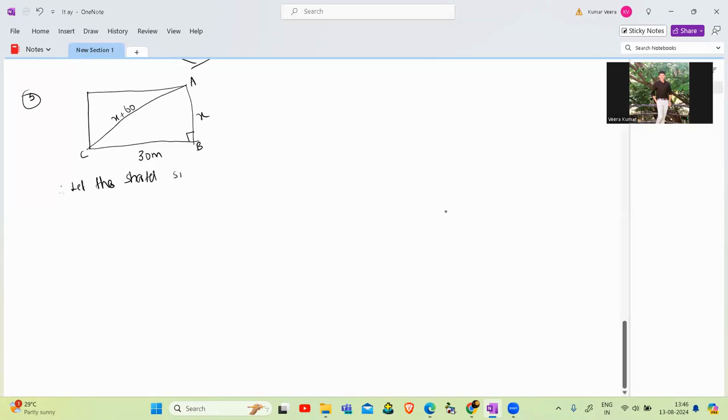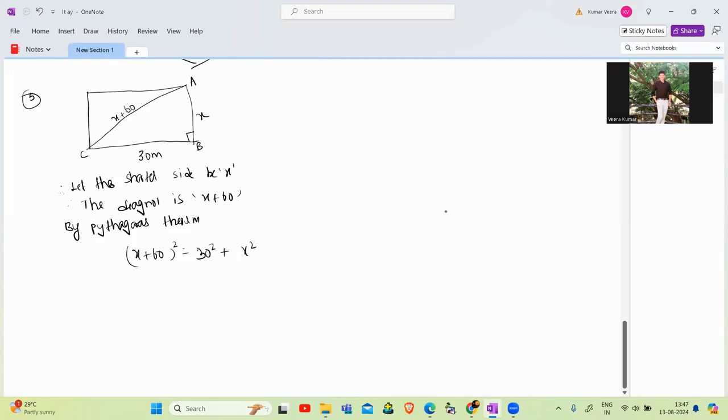Let the shorter side be x. Therefore, the diagonal is x plus 60. By Pythagoras theorem. What does Pythagoras theorem tell you? Hypotenuse whole square is equal to the sum of squares of the other two sides. So x plus 60 whole square is equal to 30 square plus x square.